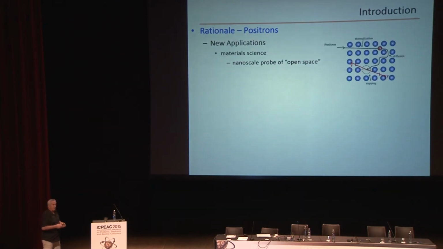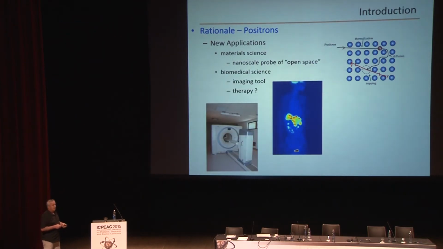There's a lot of applications that are emerging for positrons. I won't talk about this one today, but they've been now commonly used in a technique called positron annihilation lifetime spectroscopy, where they are used as a probe of open space in materials. And the one that I will say a little bit about today is applications of positrons in biomedical science. So they're used as an imaging tool and increasingly as a therapeutic tool in PET scans.